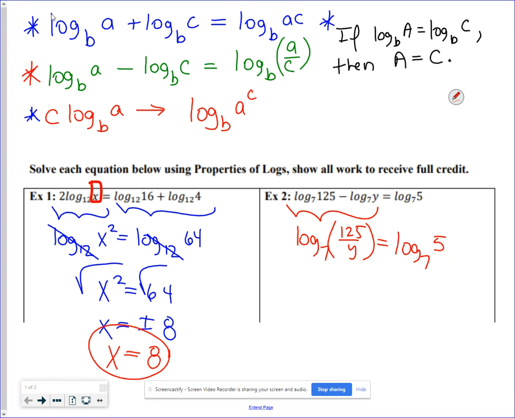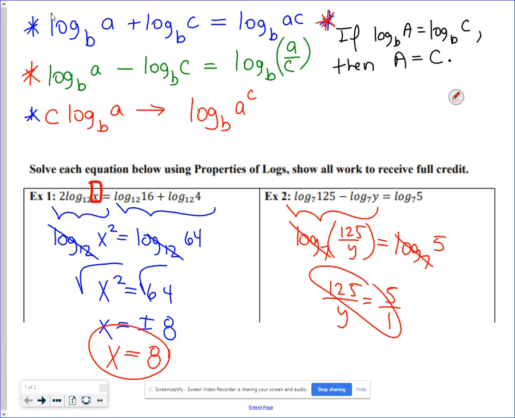So now we can use this rule and mark out the log base 7s. So we got 125 over y is equal to 5. And then what I'm going to do is turn that 5 into a fraction so I have a proportion. Put it over 1. So now we can cross multiply and set them equal to each other.